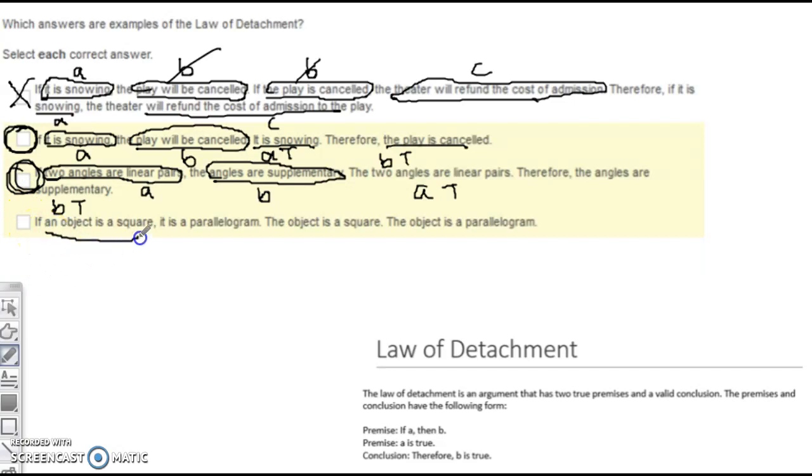All right, the next one. If an object is a square, we'll let that be letter A. Then it is a parallelogram. That's B. The object is a square, so it's saying A is true. The object is a parallelogram, so B is also true. And again, that is the law of detachment.